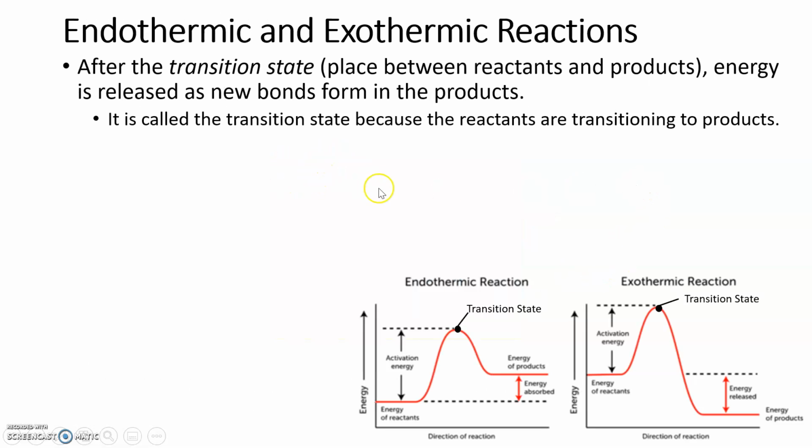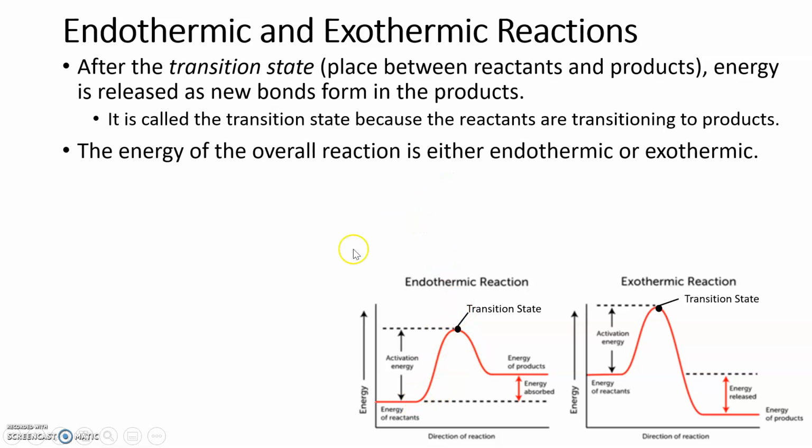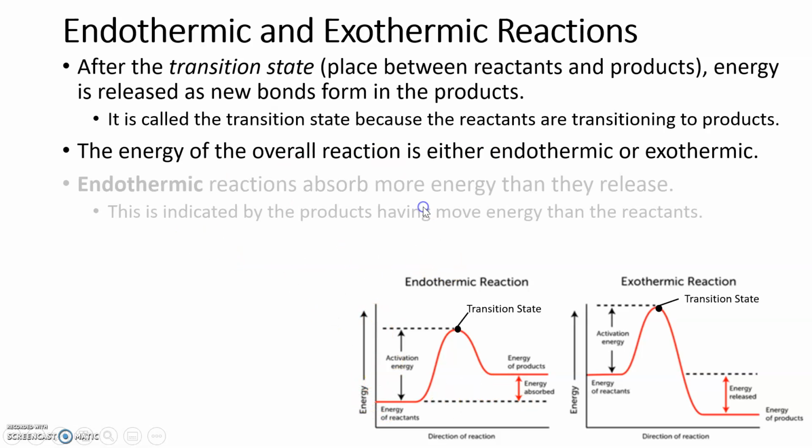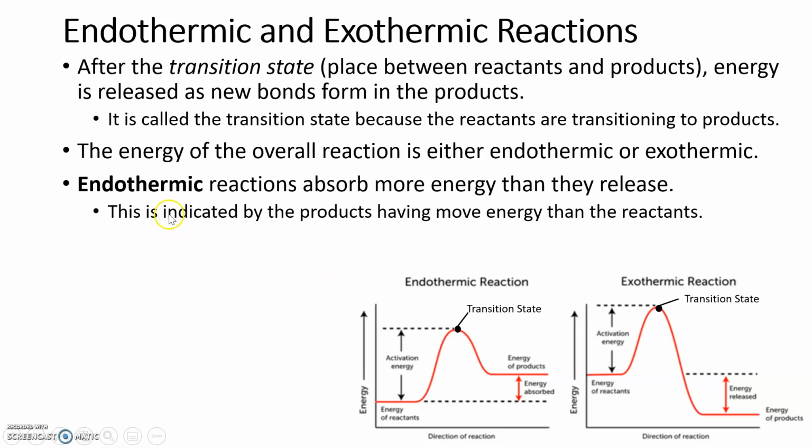So we have two different types of reactions, endothermic and exothermic reactions. It all kind of matters what happens after the transition state. So the transition state is kind of the top of that hump when the bonds of our reactants are breaking and the bonds of our products are starting to form. We've got the intermediary transition state because it's right there in the middle as we transition from reactants to products.